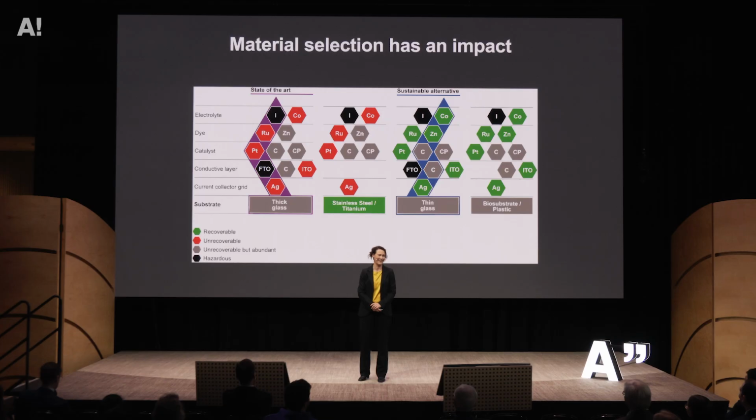With our analysis, you can see that the state-of-the-art materials are the ones which have been identified in purple color. So you can see that the state-of-the-art materials are horrible. We can't recover absolutely anything, and we also have hazardous materials in there. So if we start to have these kinds of technologies in large volumes out, we have a big challenge of, can we actually recover these materials, or are they just going to become technological waste?